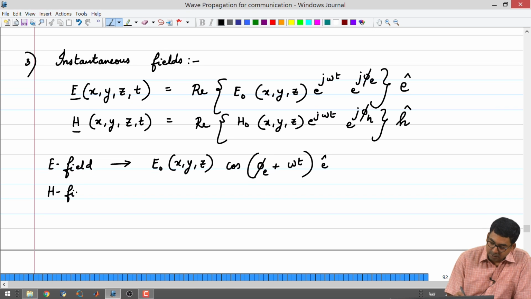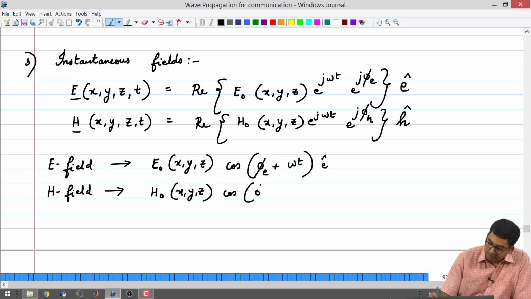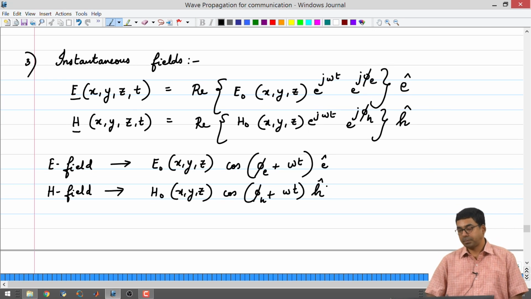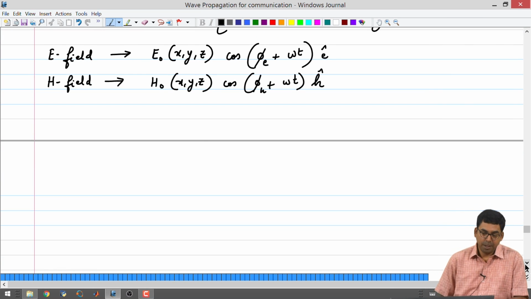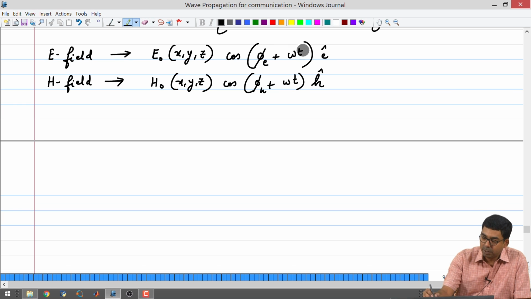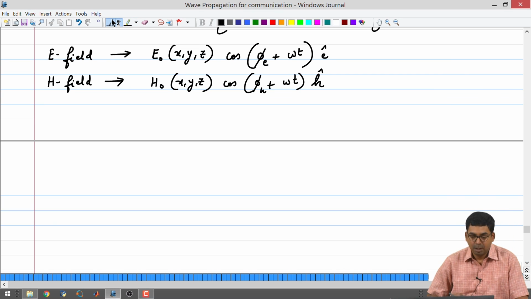Similarly, the magnetic field can also be written as h naught of x, y, z cosine phi h plus omega t, h hat. Now, since we are dealing with time also, we have included the effect of time, and we know that this function is periodic with respect to time. If you were to calculate the power density directly by using E cross H is equal to P, our understanding is that that is also going to depend on time.